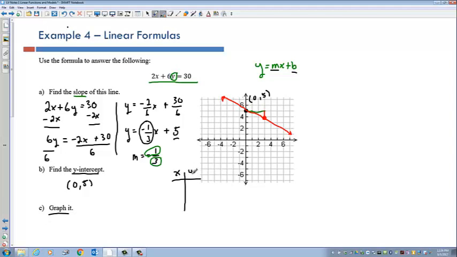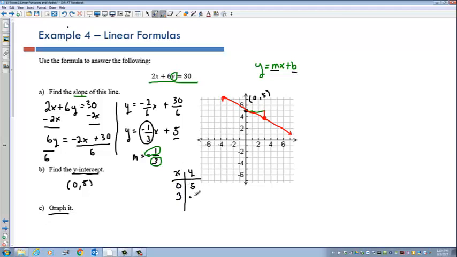So an XY table. If you plug in 0, it's clear you get out 5, so there's one point. And then another point you can plug in, I probably wouldn't plug in 1, because then you have negative 1/3 plus 5. So you pick a number that's nice, like 3. And 3 is a nice number because when you plug in 3, do you see how the 3's will cancel?